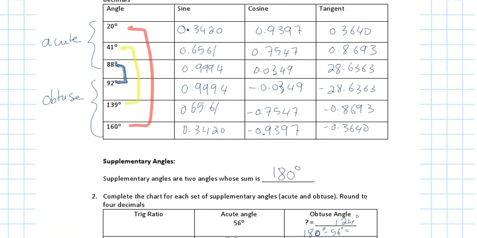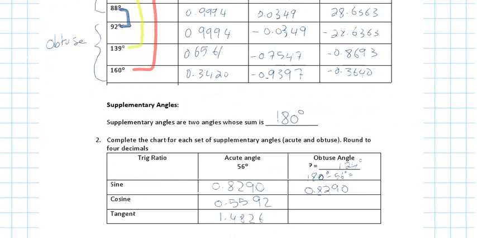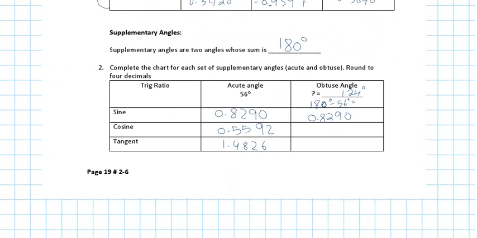Okay? Now, how about cosine? Negative 0.5592. Yes. Because the cosine of the supplementary angle is going to be the same value, but cosine of the obtuse angle is going to be negative. Cosine for obtuse angles is always going to be negative. Pick any obtuse angle.